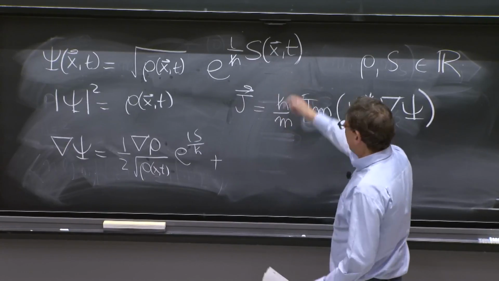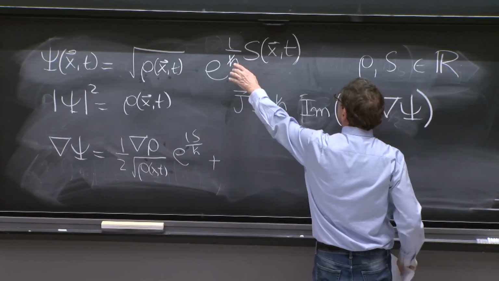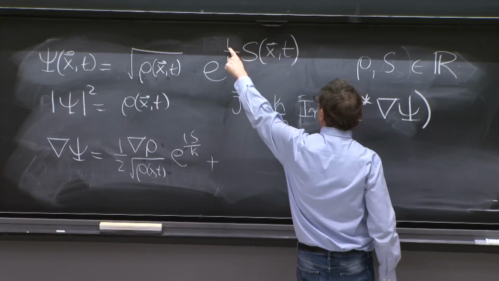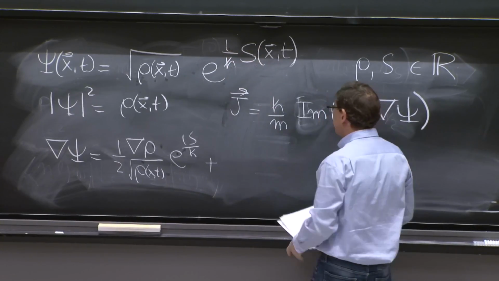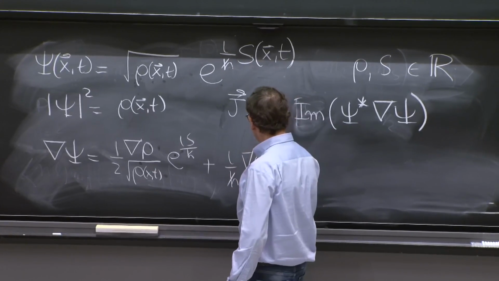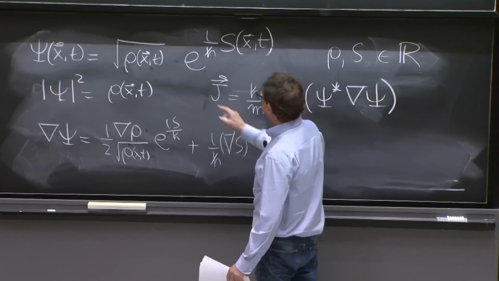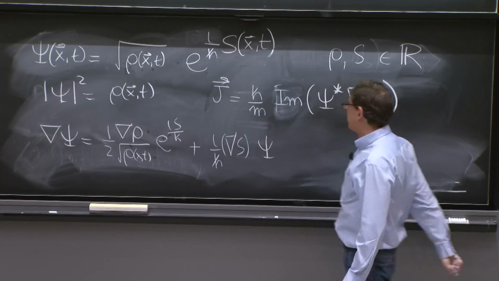Plus, now I have to take the gradient on the phase quantity, and this will bring down an i over h bar, the gradient of S, and then multiplied by the whole wave function, because this factor remains and the exponential remains.